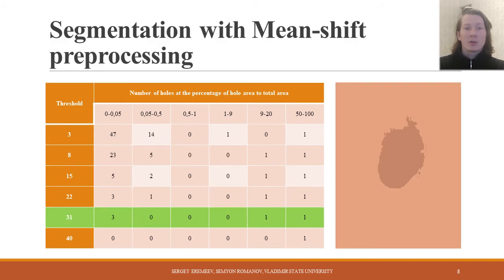For segmentation with mean shift preprocessing, the best value is achieved at 31 iterations. The result shows almost complete absence of noise, but we see that the defect is strongly deformed. It can adversely affect the segmentation of smaller defects.